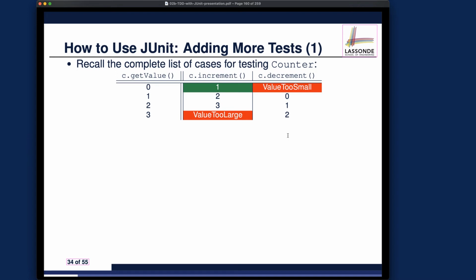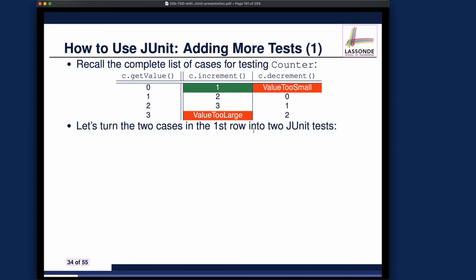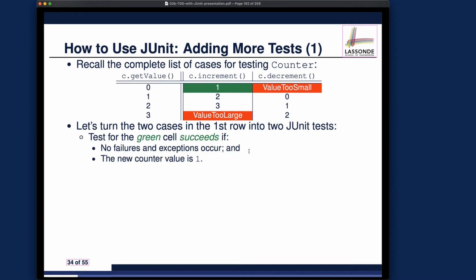It's actually quite important. Okay, we'll turn the 2 cases in the first row, basically here and here, actually also here as well. I forgot which one I will show in the module, but we'll see. I will only show you 2. Okay, we'll test for green over here.